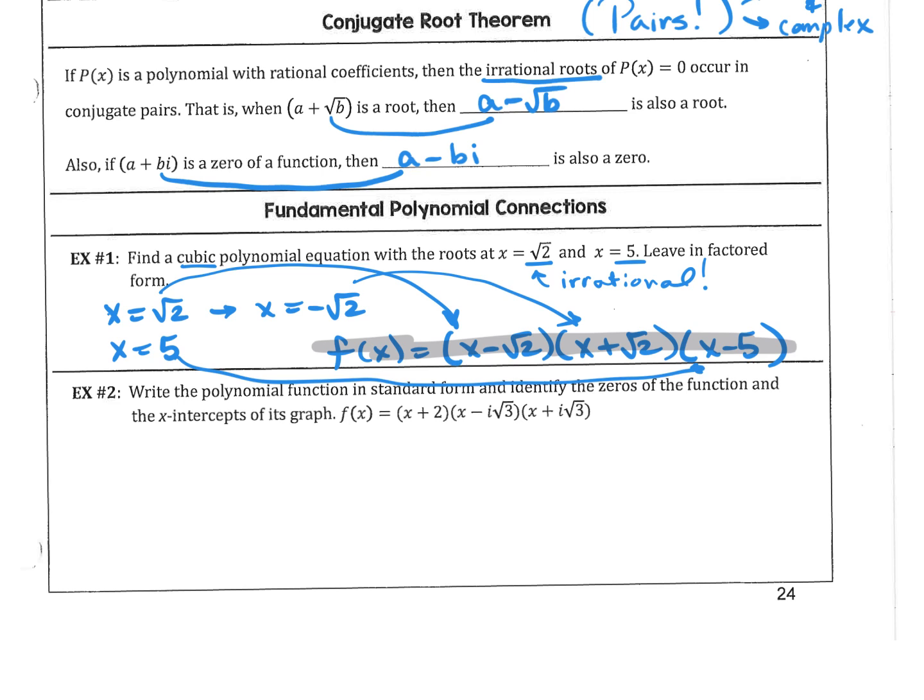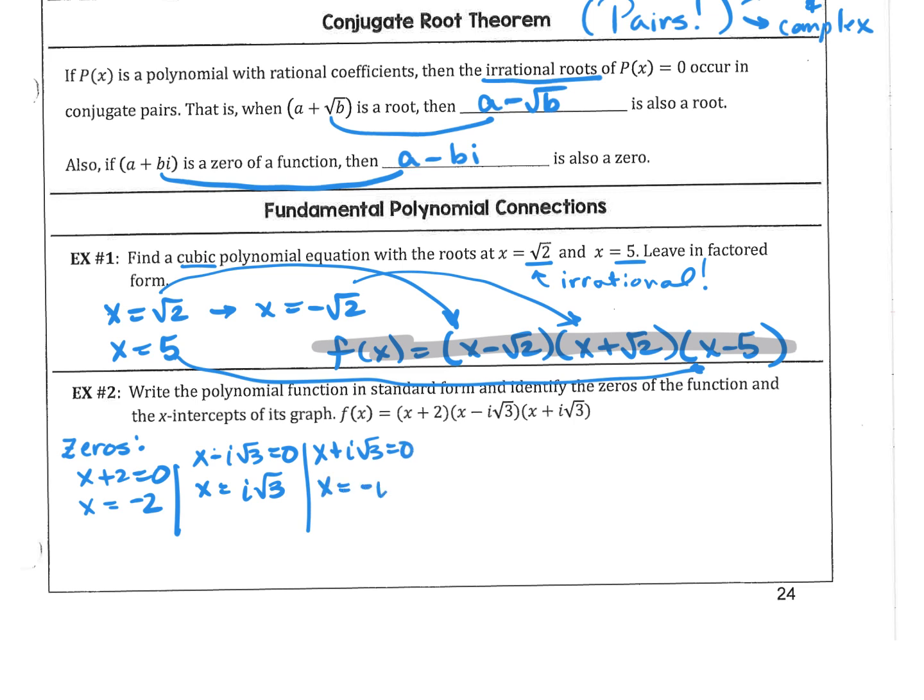All right, now it says write it in standard form and identify the zeros of the function and the intercepts from its graph. Okay, well, let's start with the zeros first. Zeros, we know we're going to take x plus 2 and set it equal to 0, so x equals negative 2. We're going to take x minus i root 3, set it equal to 0, so x equals i root 3. And then we're going to take x plus i root 3, set it equal to 0, so we get x equals negative i root 3. So here are my zeros.